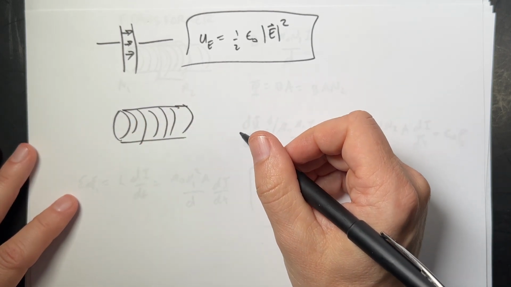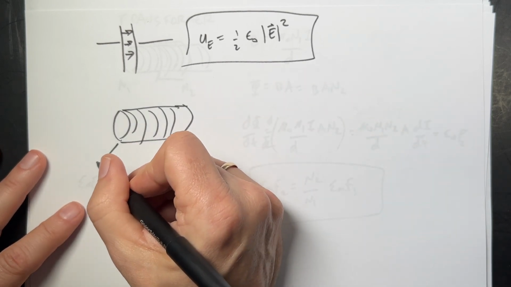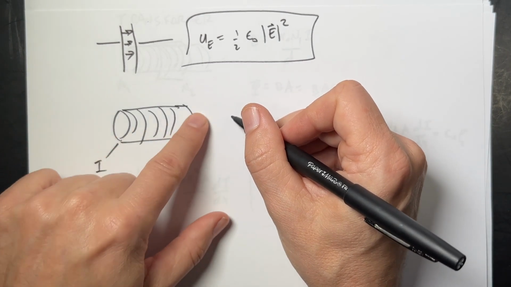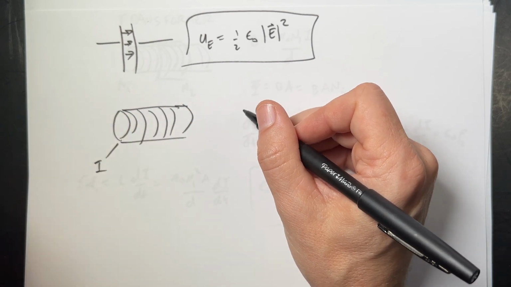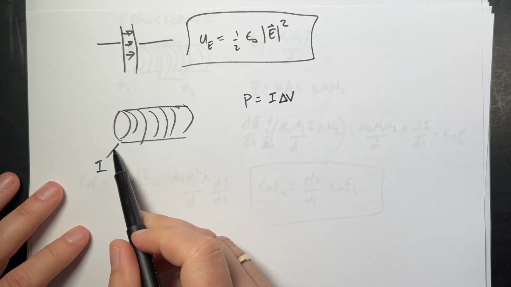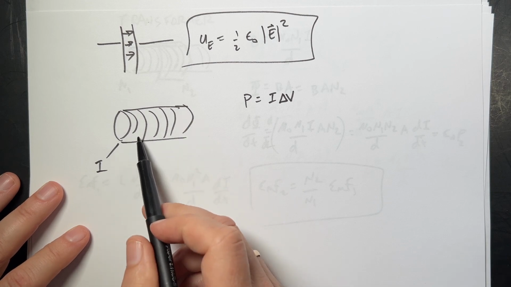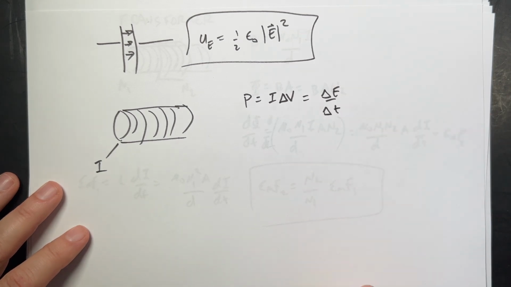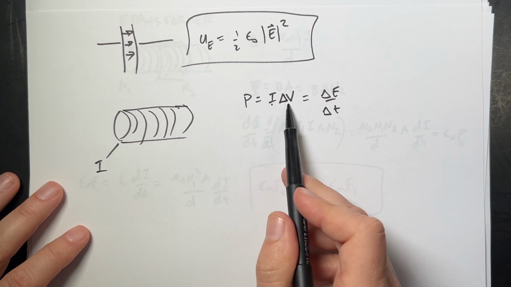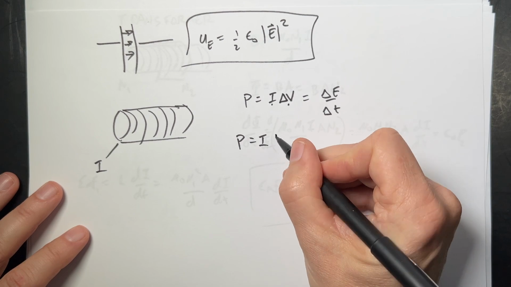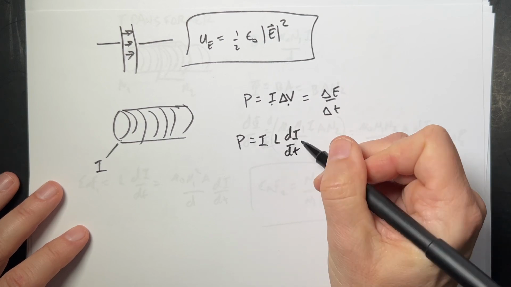So remember that if I have a current coming in here, then I can find the power from any device, power as I delta V. So it's the current coming in times the change in voltage across that. That will give me the power, which is equal to the change in energy per time. Well, what if I put the voltage across this inductor as L di dt? So the power is I, and then I have L di dt, right? It's change in current.